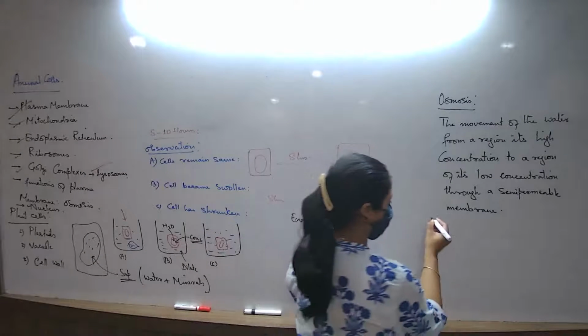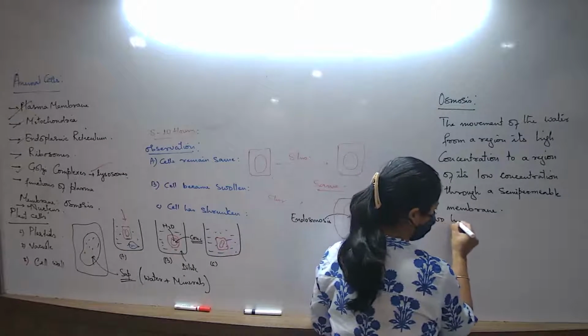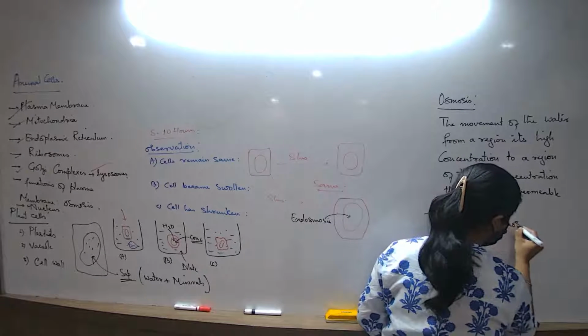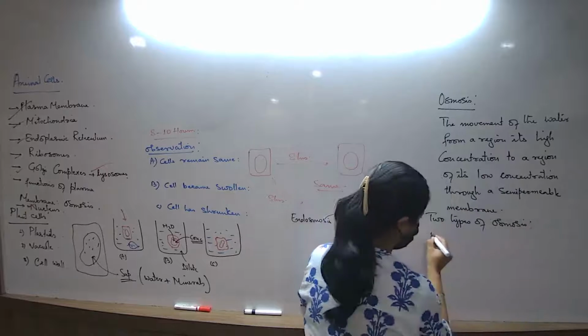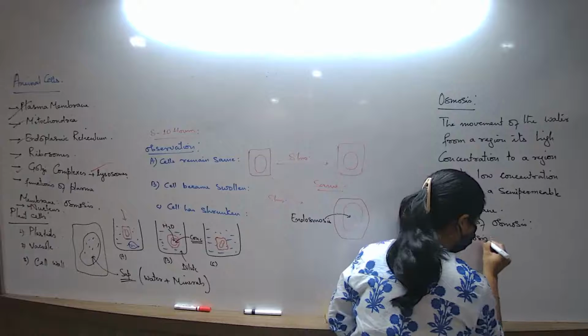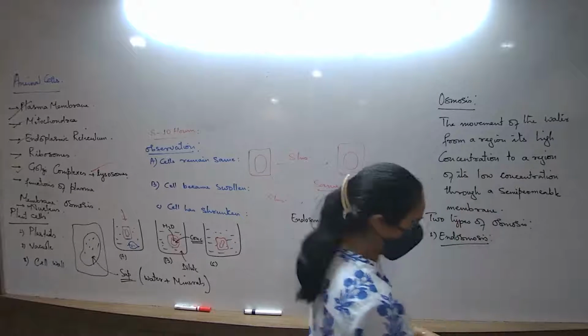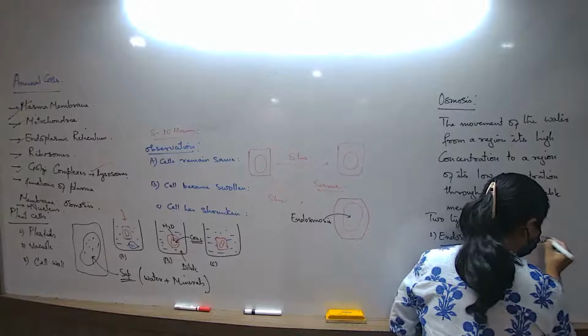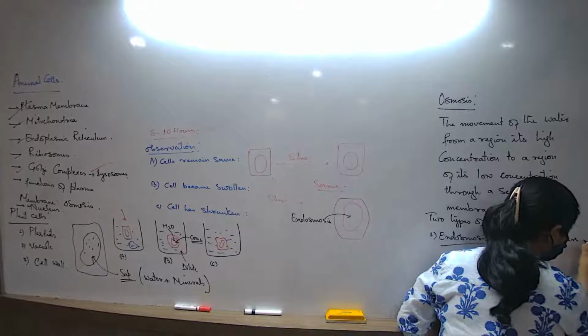We try to write this. Two types of osmosis. What are the two types? First is endoosmosis. What is the meaning of this? When water enters into the cell.